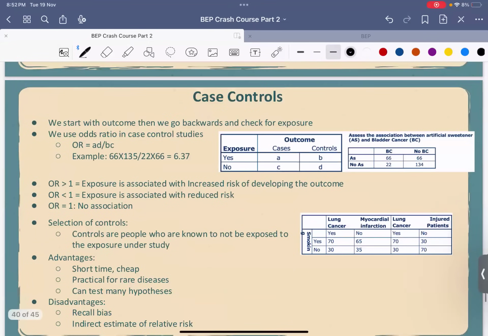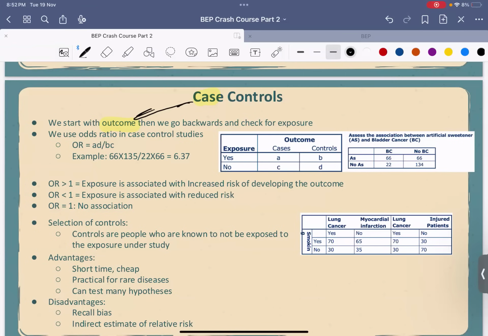Case controls, nice way to memorize the difference between case controls and cohorts. Case control, we start with the outcome. Okay, so it starts with case. So we start with the case. We start with a case of systemic lupus. So we start with the outcome. Then we go backward and check for exposure. So let's say I get people with lung cancer. Then I go back and I see, were you guys smokers? Okay, so this is the difference between case controls and cohorts.